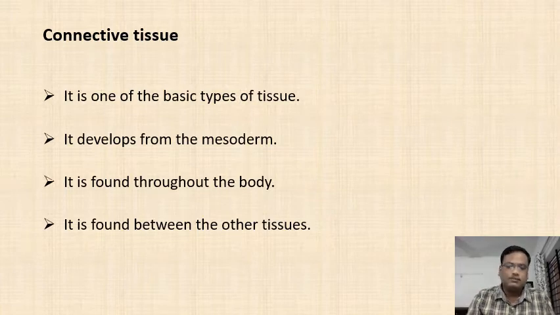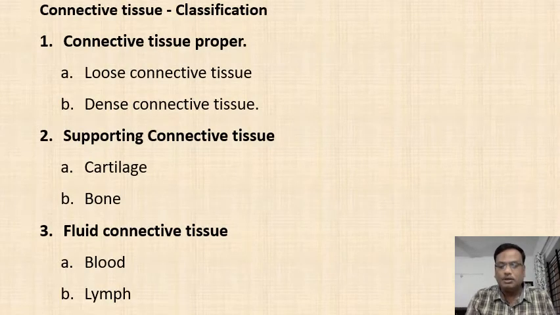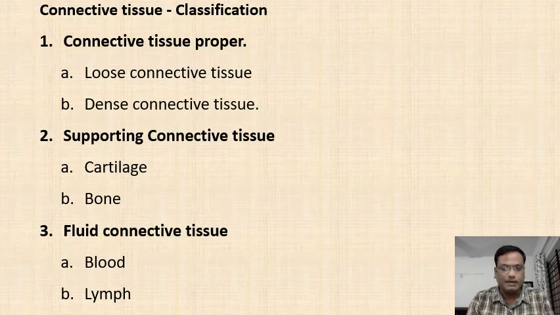Connective tissue is like a cementing substance, or a substance in which all other tissues and organs are present. So that's why its distribution is all over the body. Now, the connective tissues are classified into different types. We can identify three main categories of connective tissue. The first one is connective tissue proper, the second one is supporting connective tissue, and the third type is fluid connective tissue. Connective tissue proper is again represented by loose connective tissue and dense connective tissue.